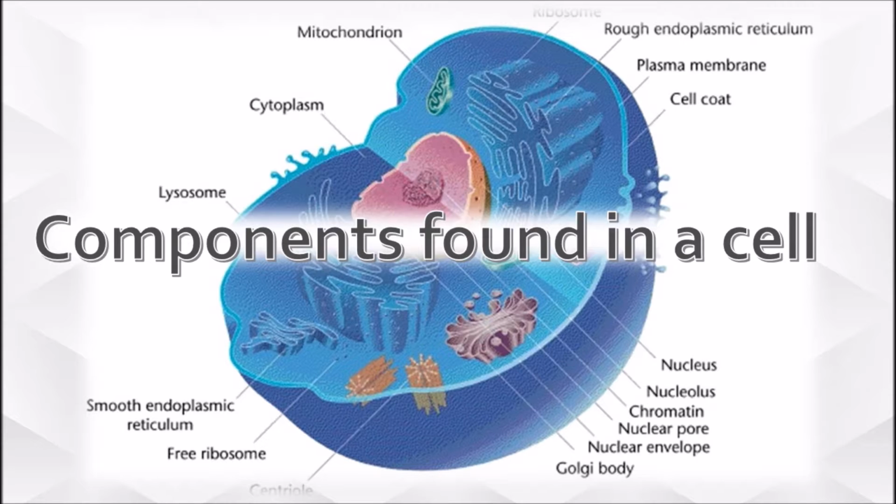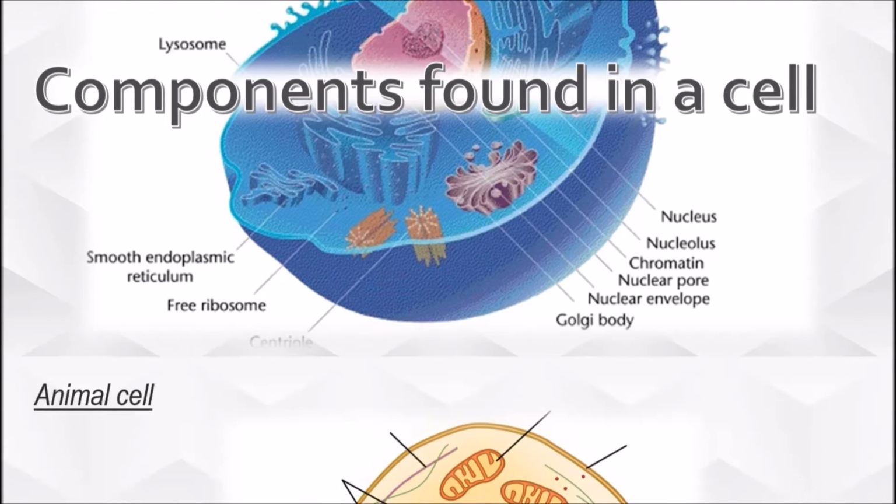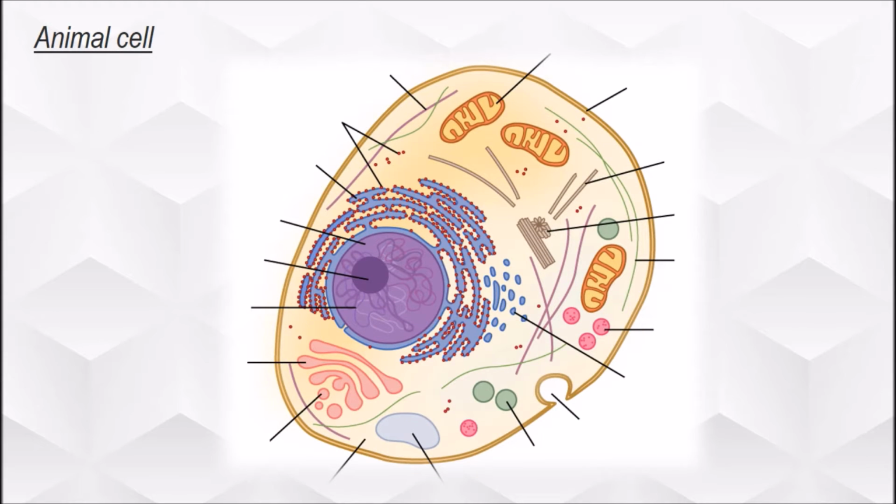Now, we are going to learn about components and organelles found in a cell. Today in this video, we are going to discuss the outer limit of the cell, which is the plasma membrane. First, we will look at the components found in an animal cell.